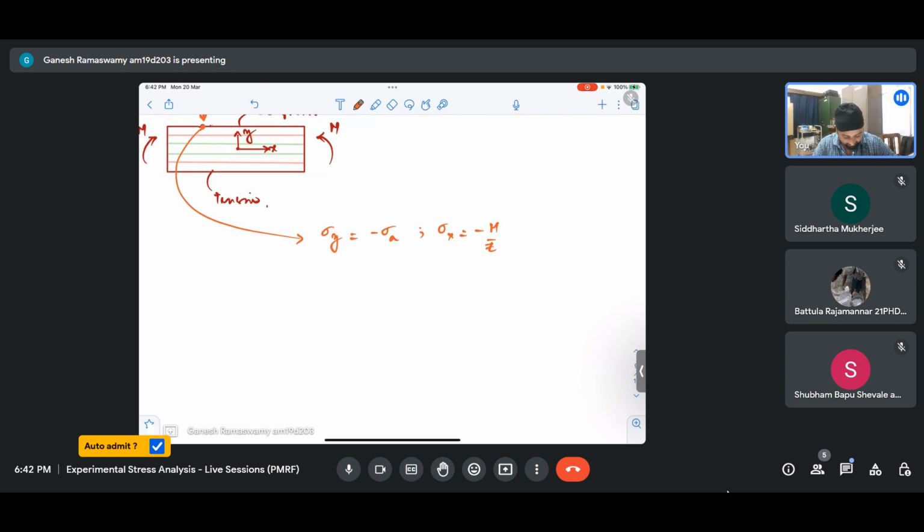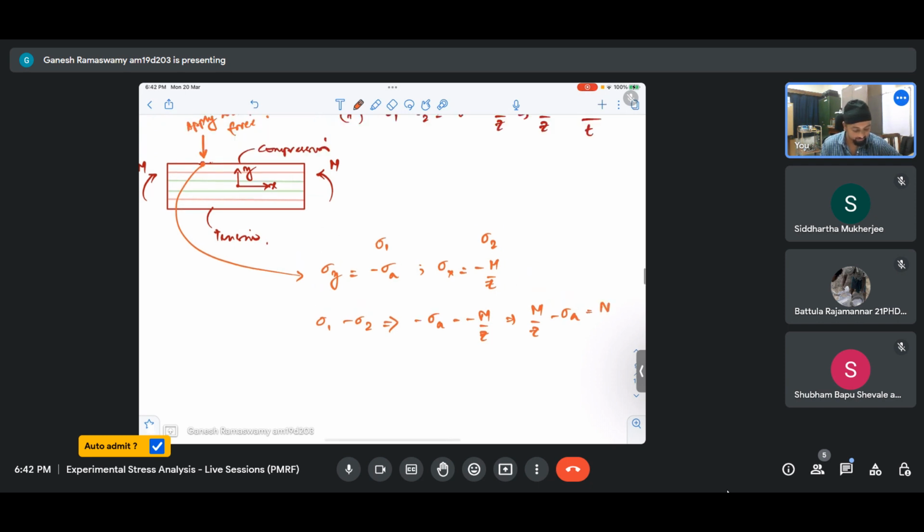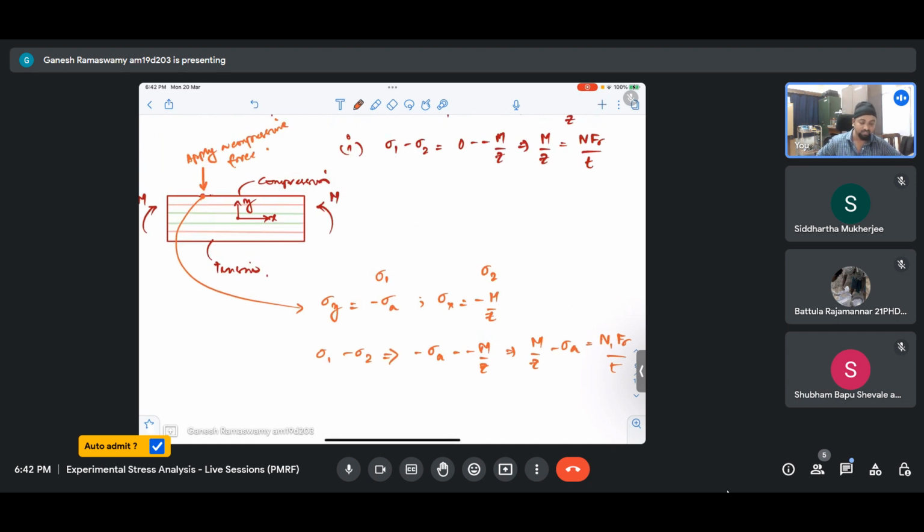In which case, sigma 1 minus sigma 2 will get affected. Let us call this sigma 1, sigma 2, knowing fully well that I have applied a load that is compressive, but nonetheless less than this. So it will be minus sigma A minus m by z, which implies m by z minus sigma A, which will be n1 f sigma by t. So earlier it was n, now it is n1. Keeping f sigma and t constant, I can see that n1 reduces as compared to n. n1 is less than n.